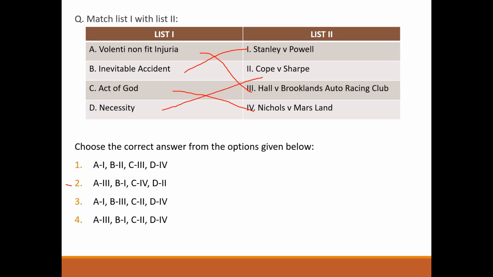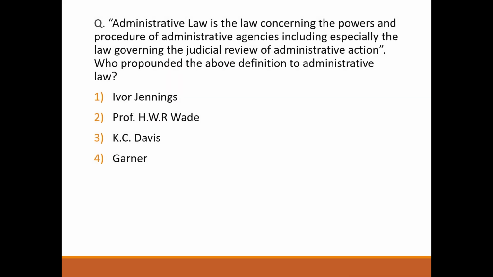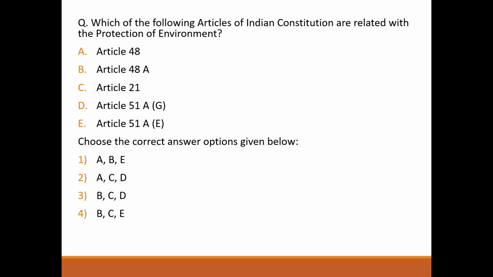Next question. Administrative law is the law concerning the powers and procedure of the administrative agencies, including specially the law governing the judicial review of administrative action. Who propounded the above definition of administrative law? It's option number 3, K.C. Davis. Next question, which of the following articles of the Indian Constitution are related to the protection of environment? Article 48, no. Article 48A, yes. Article 21, yes. Article 51A(g), yes. Article 51A(e), no. So the answer will be option number 3.